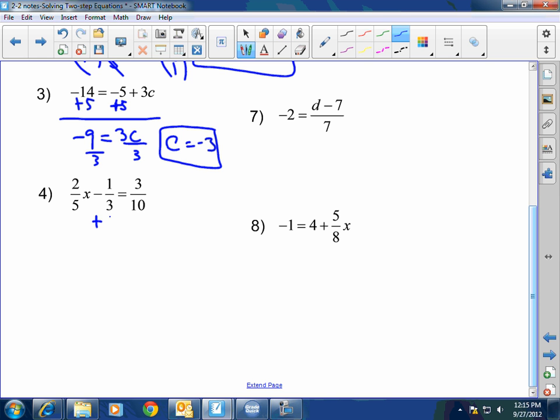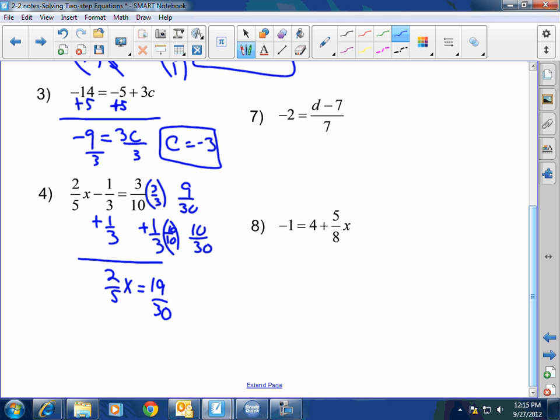Most people would start like this. They'd add 1/3 to both sides. You get 2/5 x equals. The common denominator here is 30, so you multiply 3/3 to both sides. That's 9/30. To get to 30, you multiply by 10/10. That's 10/30. So 2/5 x equals 19/30, right?